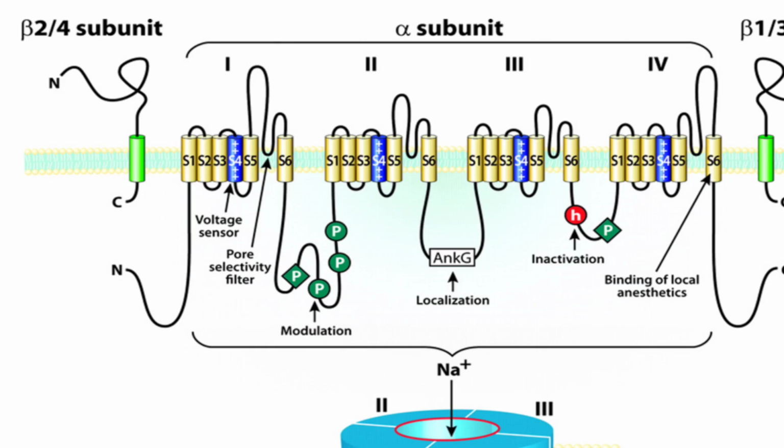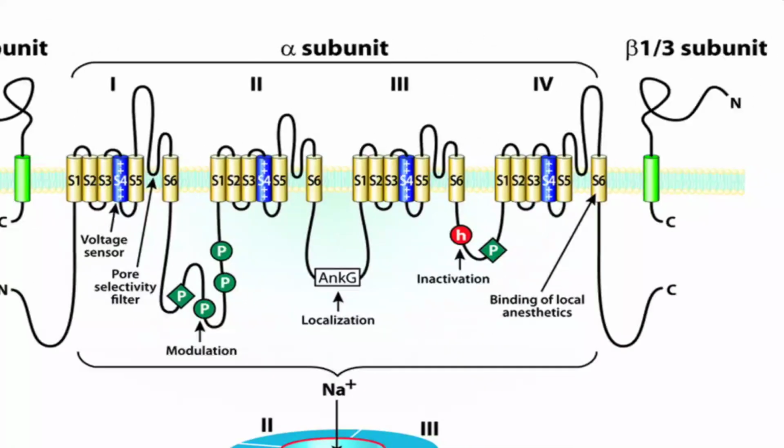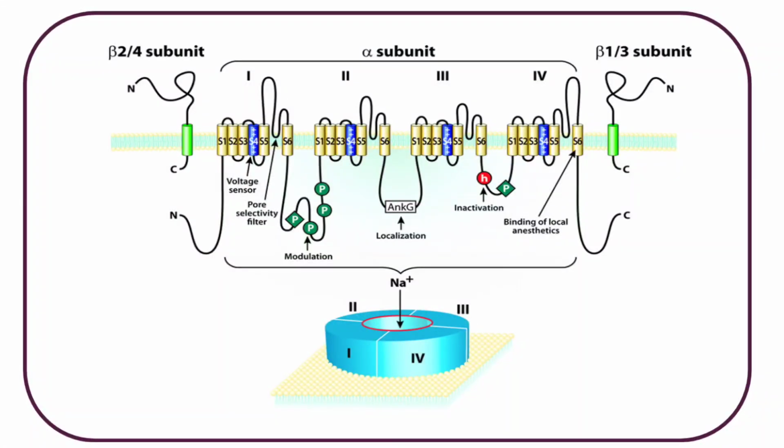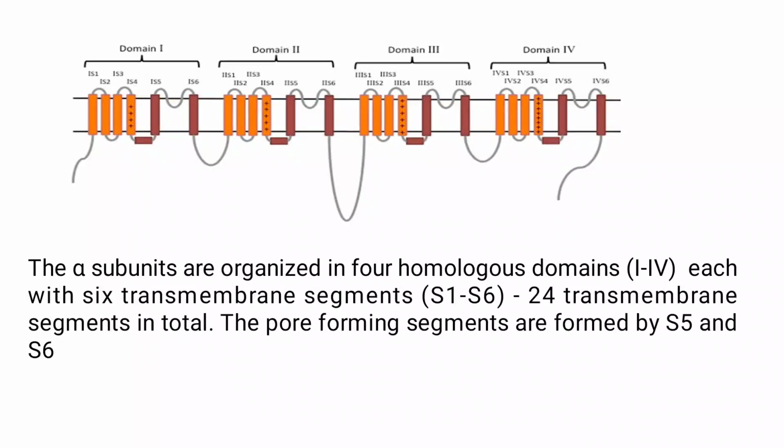Now between the S6 of domain 3 and the S1 of domain 4, there is a hydrophobic amino acid group which is known as the IFM moiety. What the function of this IFM moiety is, we will see later. So these are the alpha subunits. In another picture of the alpha subunits, you can see that they are organized in 4 homologous domains, 1 to 4, each with 6 transmembrane segments, S1 to S6, 24 transmembrane segments in total.